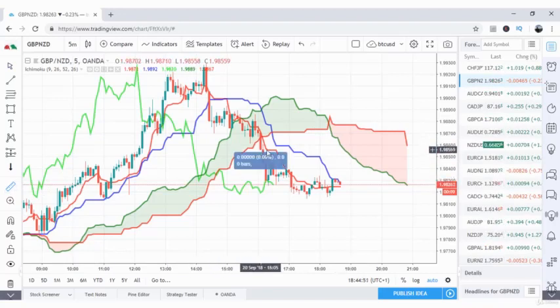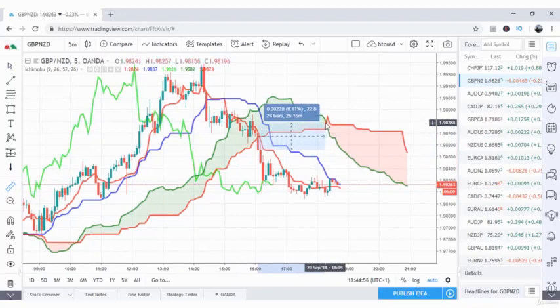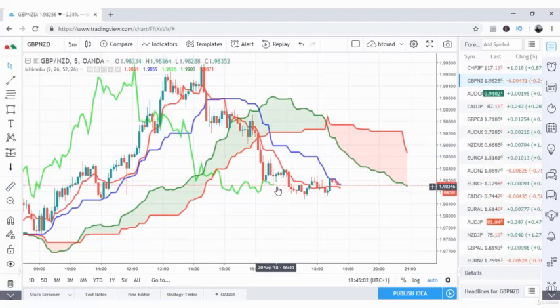Let me see, 26 candles from here. Yeah, it is just about to turn red. So here you can say that we are in a downtrend and you can consider to open a short position.